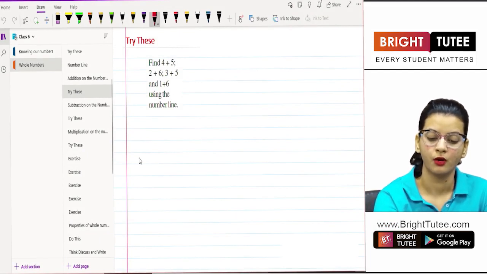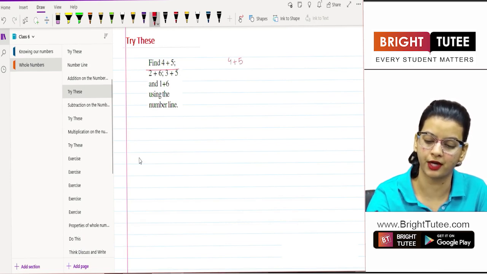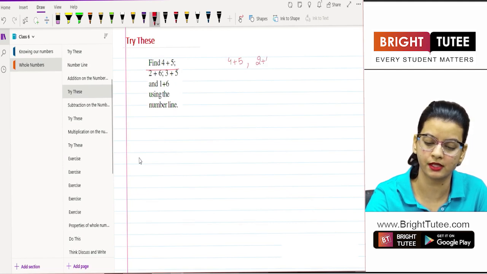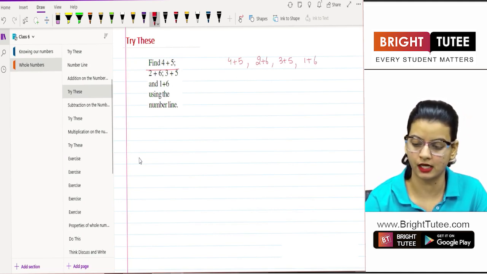We have to find out 4 plus 5. Then the next question is we have to find out 2 plus 6. Then we have to find out 3 plus 5. And then we have to find out 1 plus 6 using the number line. So let's start doing this.